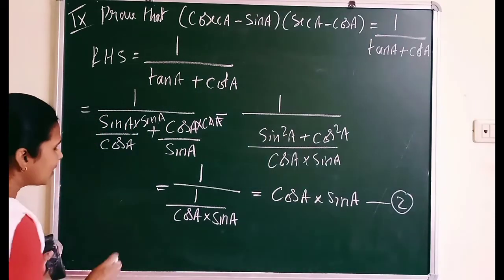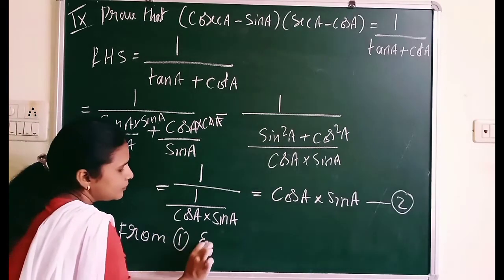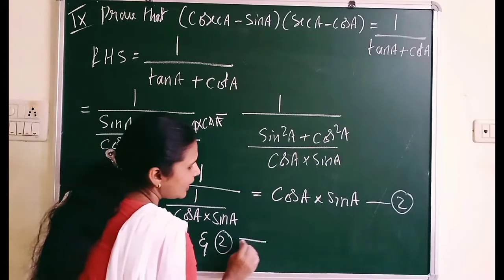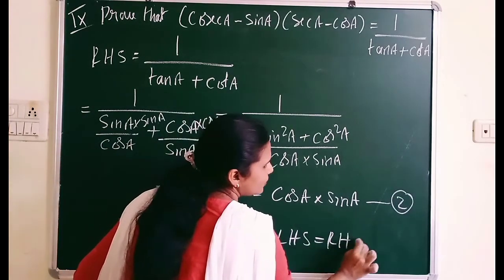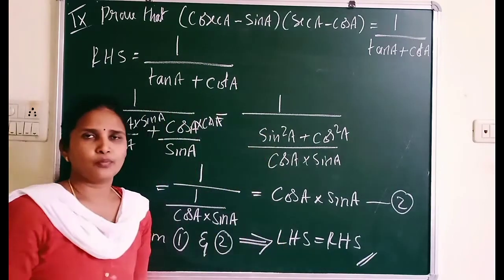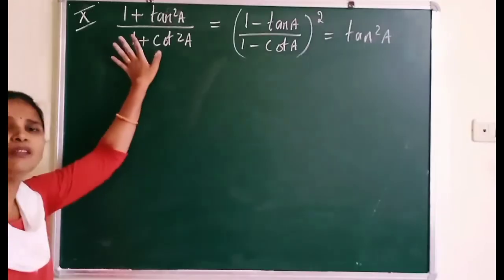So from this you can conclude from 1 and 2. From 1 and 2 you can write LHS equals RHS. Hence it is proved. Now let us solve the last question of this chapter, that is 5th main, 10th question.